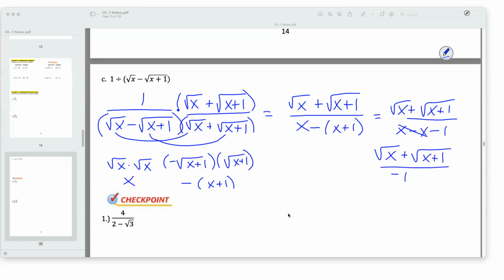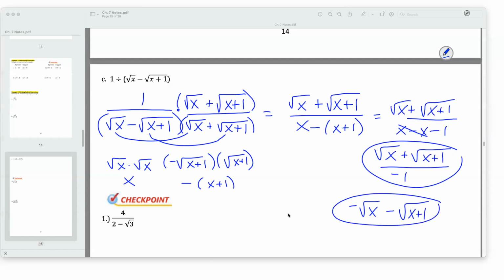Could you leave your answer like that? Sure. You also could basically divide the square root of x by negative 1 and get the negative square root of x, and then positive square root of x plus 1, divide that, and then get negative square root of x plus 1. And this would also be a correct answer.